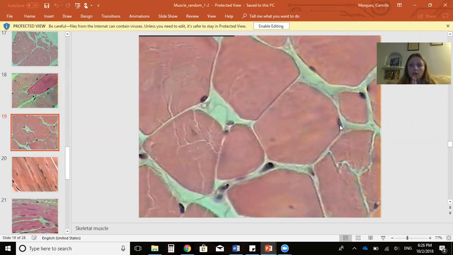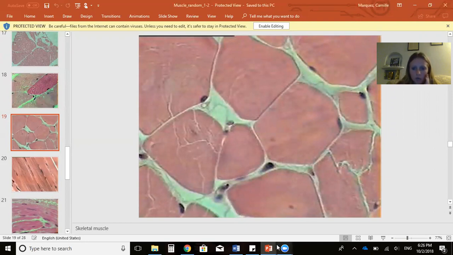Remember to put muscle at the end of your words, so it's smooth muscle, not just smooth. Skeletal muscle, not just skeletal. We just went over that in our meeting today as well. Yeah, so those are the muscles.